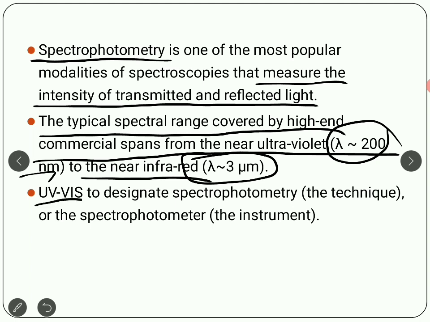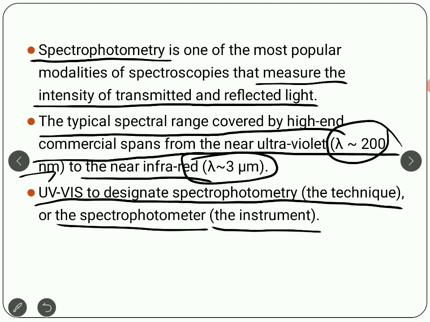And then UV visible is usually used to designate the technique of spectrophotometry. So basically we call spectrophotometry the technique, and spectrophotometer is the name of the instrument. So the technique is spectrophotometry and the instrument is spectrophotometer.